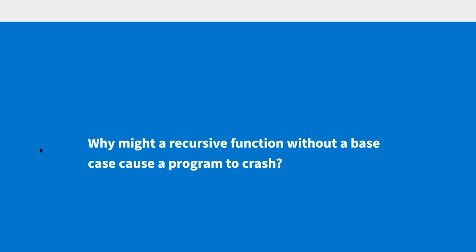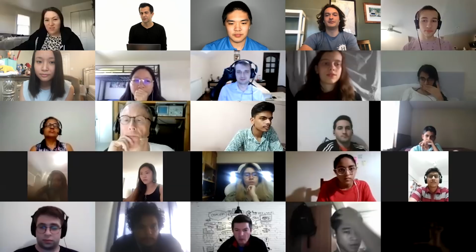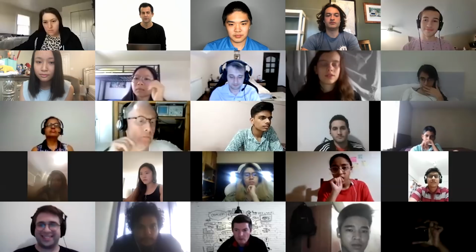All right, let's go now to question number 9. Question 9 is, why might a recursive function without a base case cause a program to crash? Your options are dereferencing null, integer overflow, stack overflow, and out of bounds error. Why might a recursive function without a base case cause a program to crash? This is an interesting one, because I think, Brian, we've seen a couple of these answers before, so I wonder if either will be correct this time. And let's take a look at the responses.